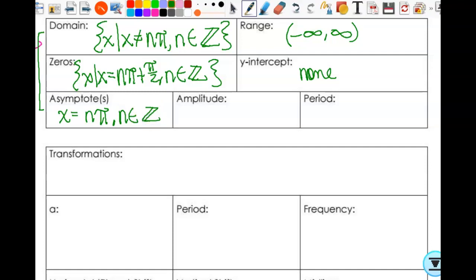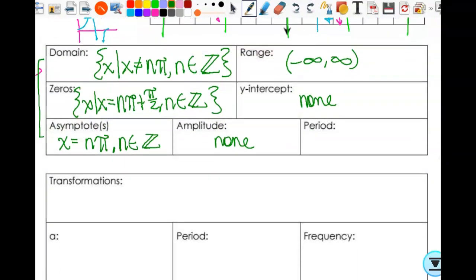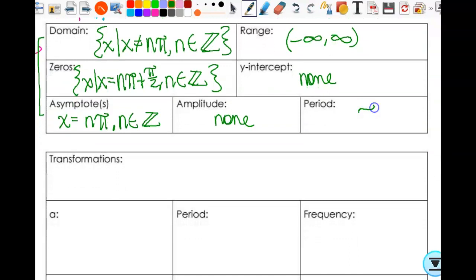Do I have an amplitude? What do you think? Amplitude is half the distance between the max and the min points. Can I find the max and min? No, I can't because they go to infinity. Yeah, does that make sense? Okay. Now, we still have an a value, but it's not the amplitude. It doesn't have a fancy name. What's the period here? Pi, just like it was for tangent, right? And that's the biggest thing you have to remember: for tangent and cotangent, the parent function period is pi. Okay, we all good with that?